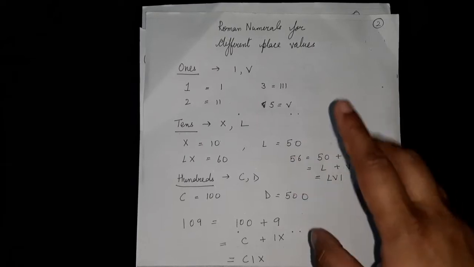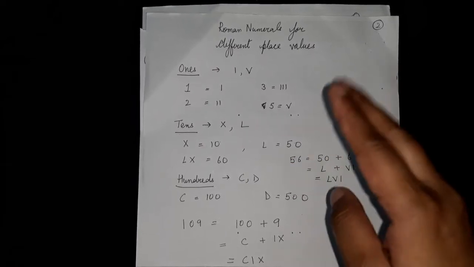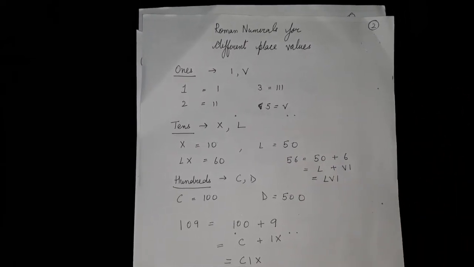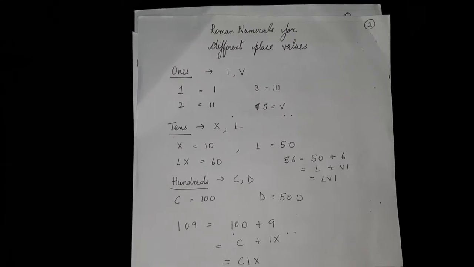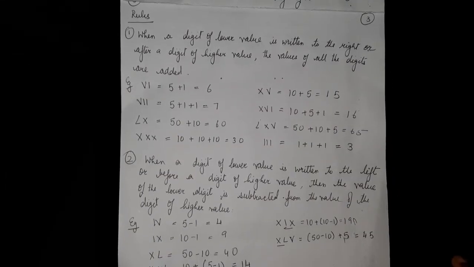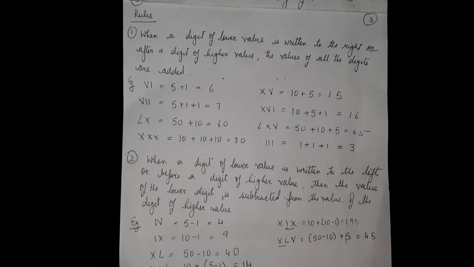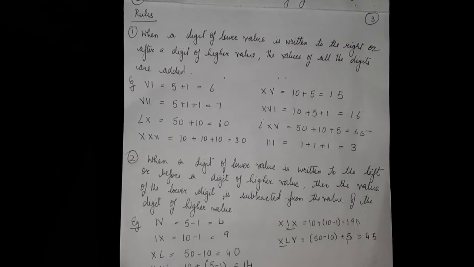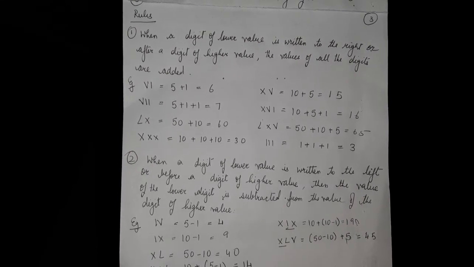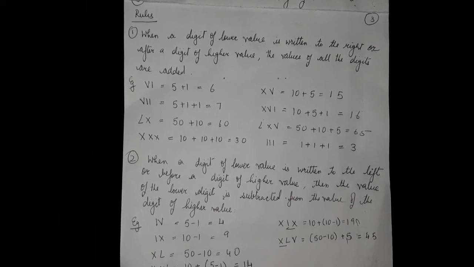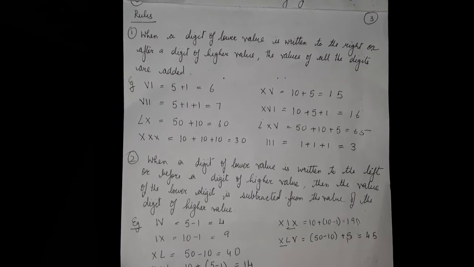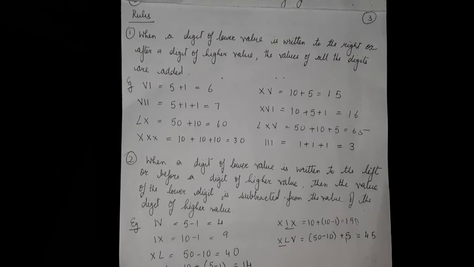So these are a few tricks so that we can write Roman numerals. Like if the number given is 56, we will break it. It's better to break the number so that it's easier for you to understand. Now the rules of Roman numerals are very important because we have only a few letters that we use for Roman numerals. So we need some rules so that we can write it appropriately.